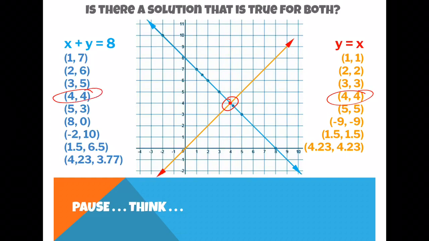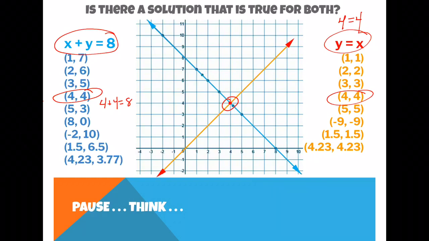And you can see that in our list, we actually came up with 4, 4 for both of these, because 4 plus 4 satisfies this equation, x plus y equals 8. 4 plus 4, in fact, equals 8. And it also solves y equals x, because 4 equals 4. Each of these lines shows us for what values of x and y the equation is true.